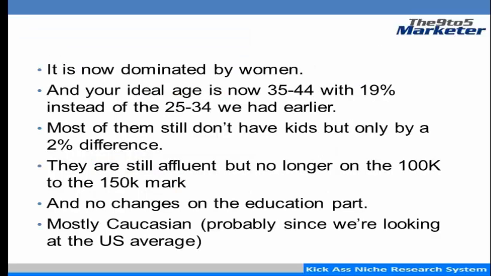Now what happened? Your results just got a bit different. Here, let me explain. If your audience is in the US, judging by the new data we have, we can assume that it is now in fact dominated by women, and your ideal age is now 35 to 44 with 19% instead of the 25 to 34 we had earlier. Most of them still don't have kids, but only by a 2% difference. They are still affluent, but no longer on the 100,000 to 150,000 mark.